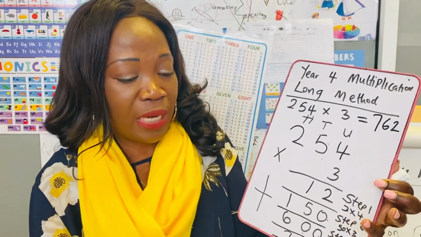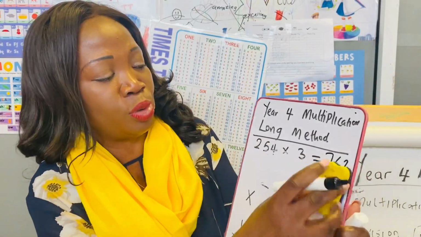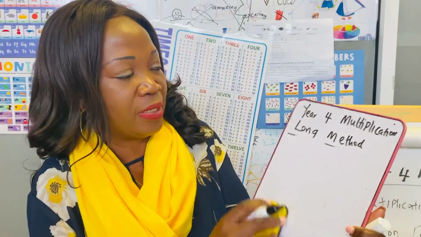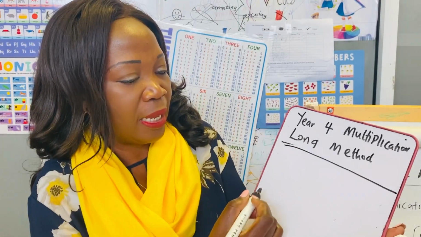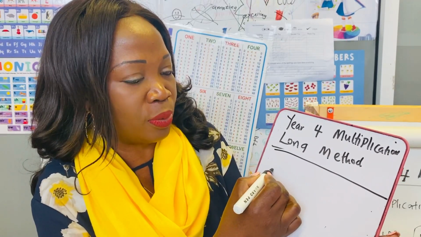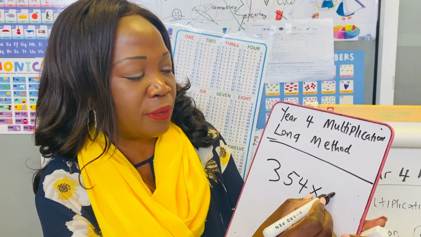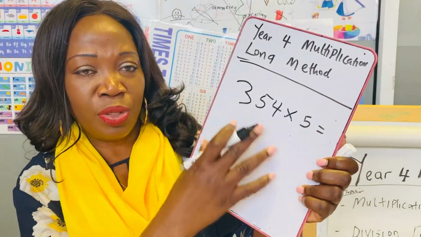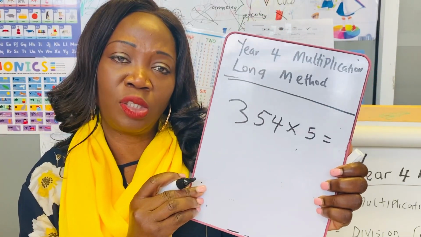So now I'm going to give you a question to do, so you can try this question yourself and see how you get on. So let's see if you can do this one. 354 times 5. Try this one and use the method. Rewrite it in a column method and use the long method that I just showed you.